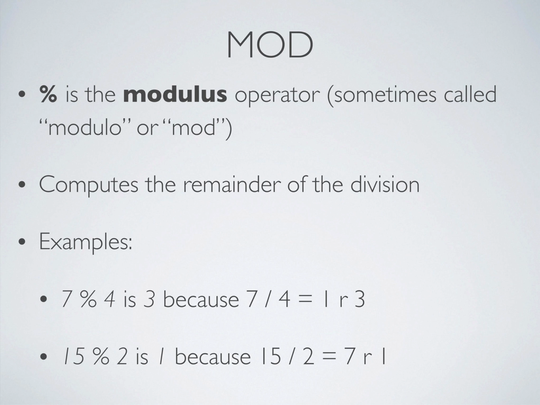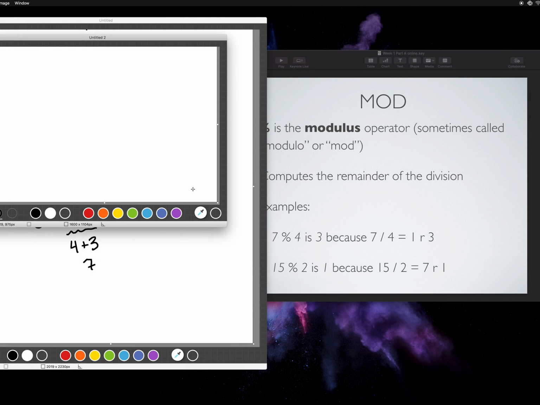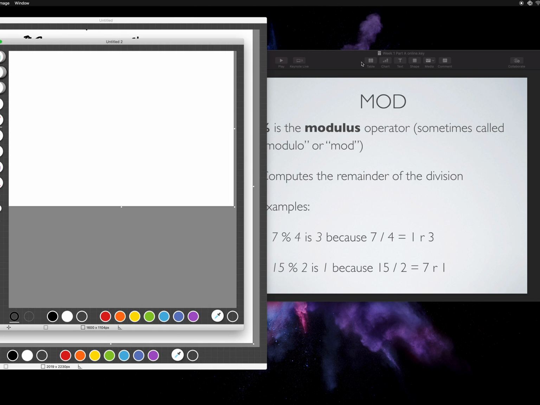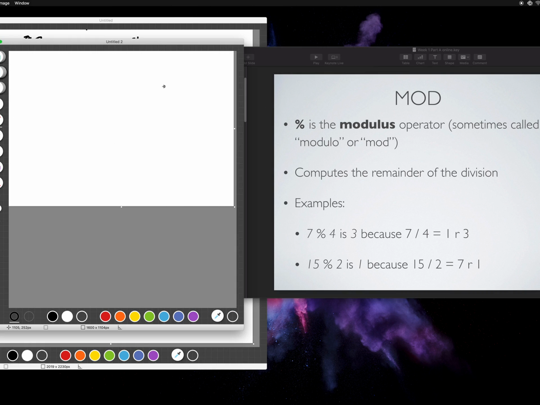Same thing with 15 mod 2. That's going to be 1. So let me show you what I mean by that. This is going back to our days of long division. We'll do the 7 mod 4 example first. We're trying to figure out how many times 4 goes into 7. Right now we're calculating 7 mod 4.